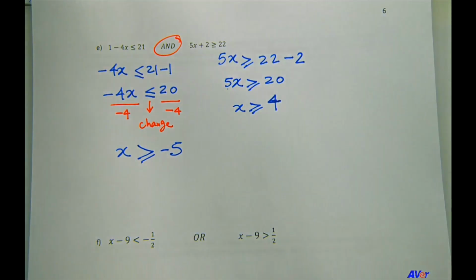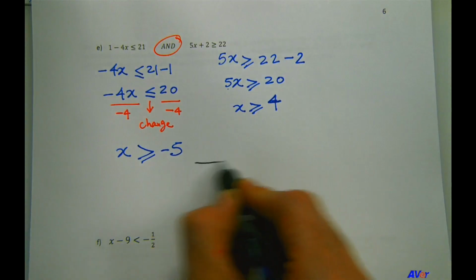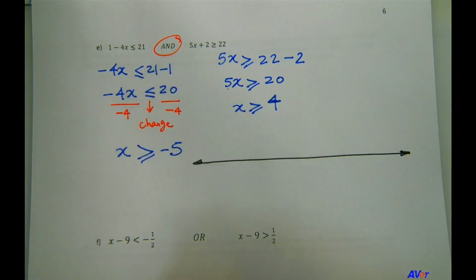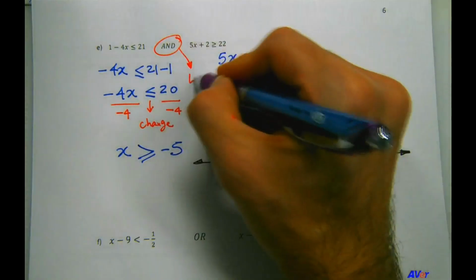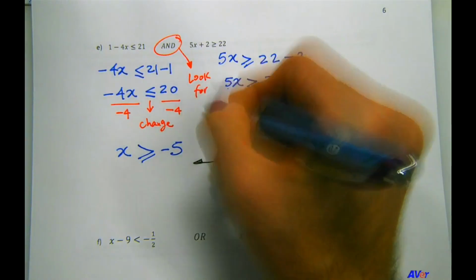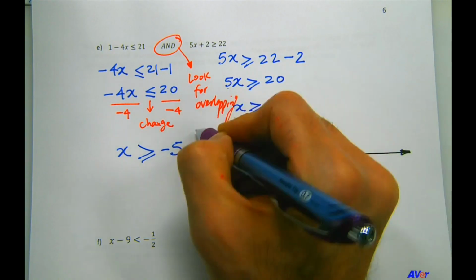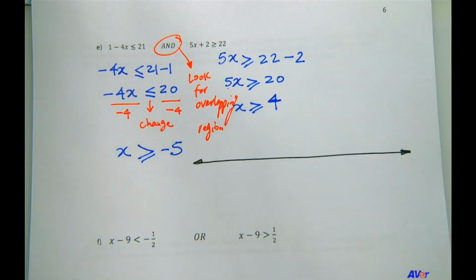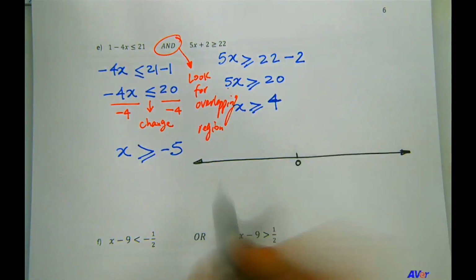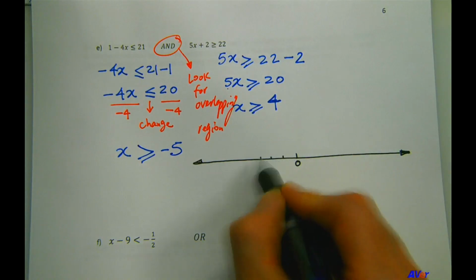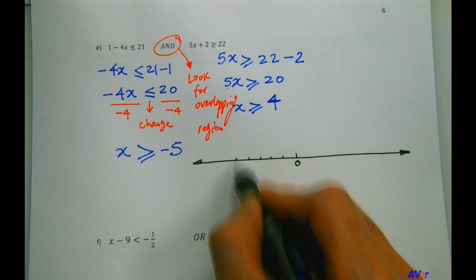Okay, so before we write down the interval notation, let's try to visualize what's happening here. So I'm going to draw a graph. Remember, this is an AND, so we need to look for the overlapping region. Okay? So negative 5, let's say that would be 1, 2, negative 3, negative 4. Let's say that's negative 5.